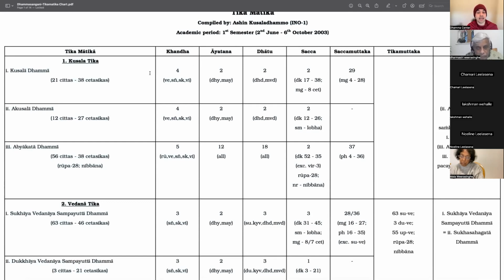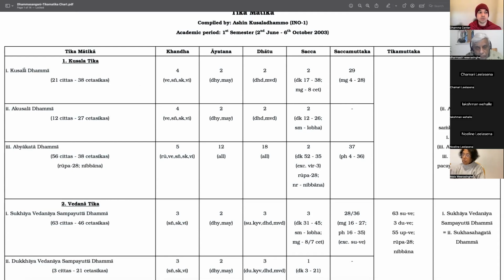Now, this whole section I will explain to you next week, and we will go through examples. So now, for example, let us go to satcha here.